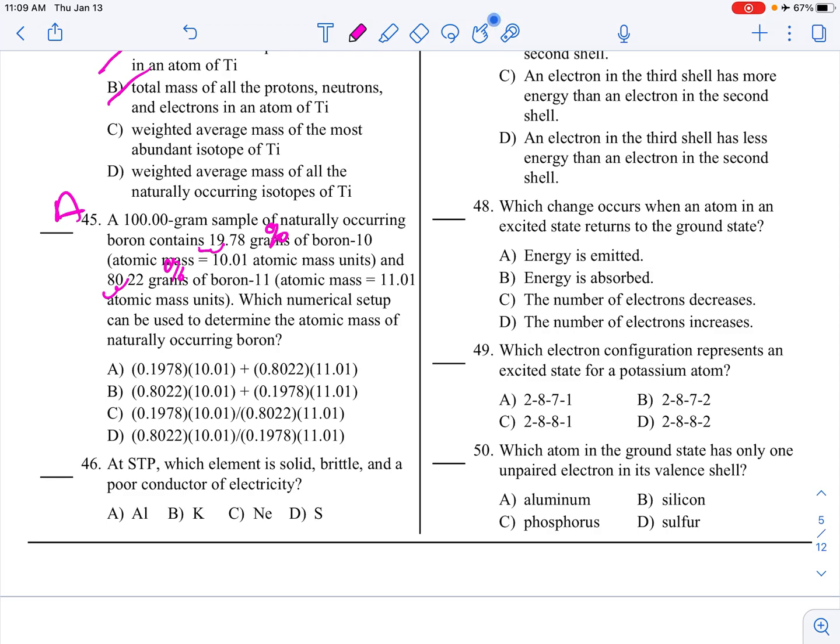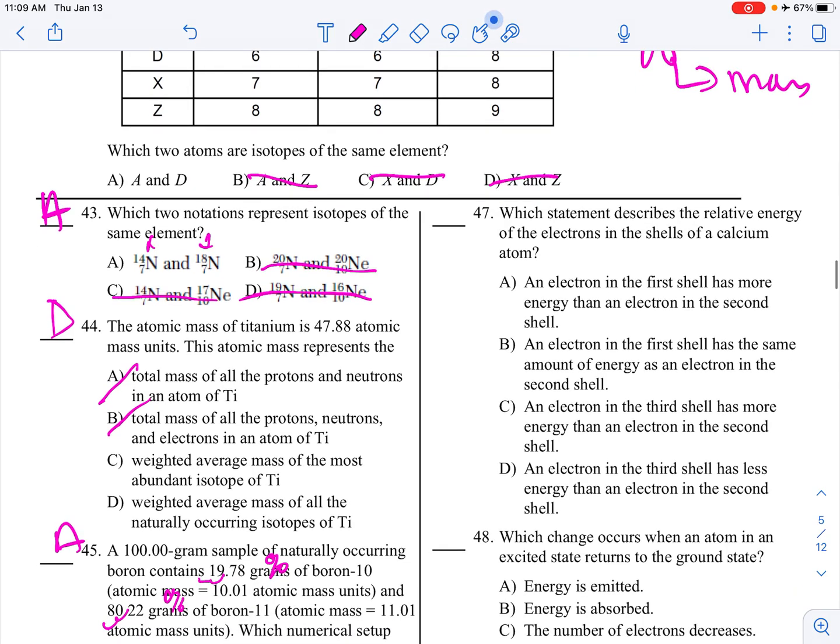Number 46, at STP, which element is solid, brittle, and a poor conductor of electricity? This is nonmetal. Those are definitions. But not only is it a nonmetal, it's a solid nonmetal. So that's a metal, that's a metal. Those are 2 nonmetals. However, it says solid, neon's a gas.